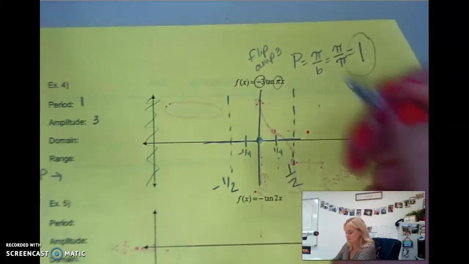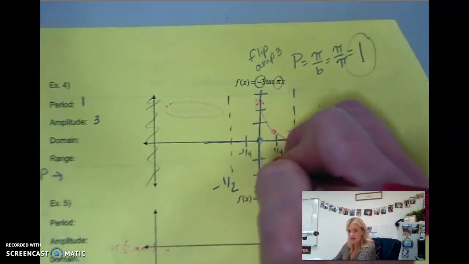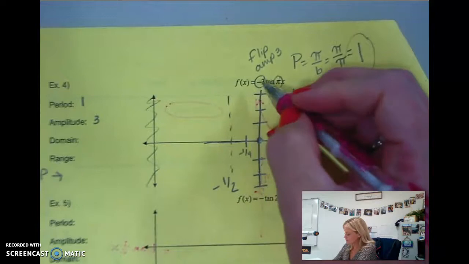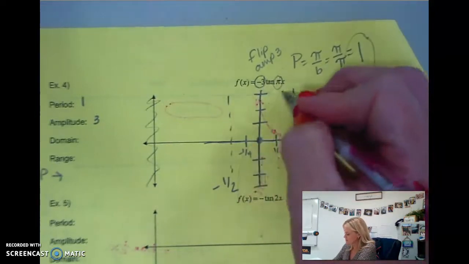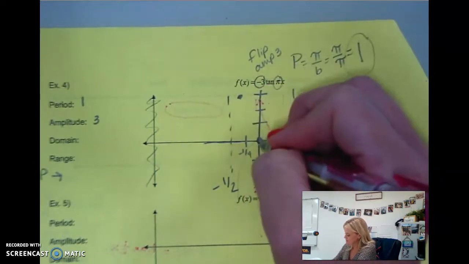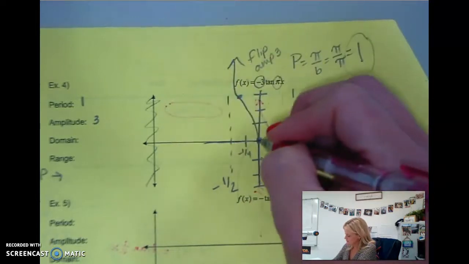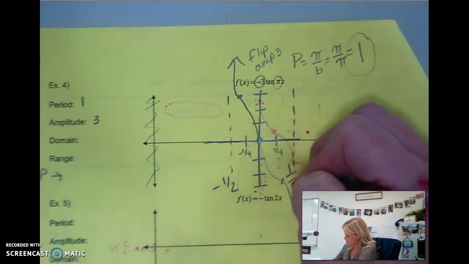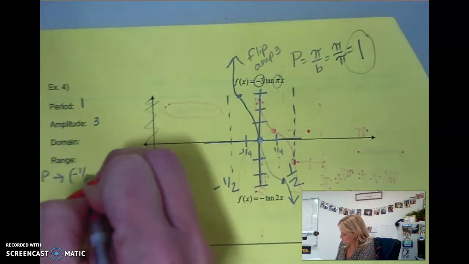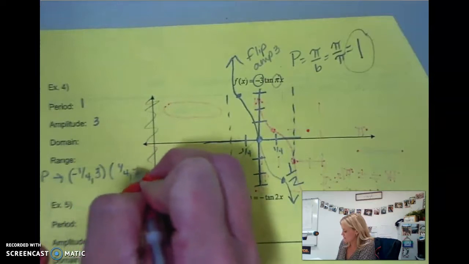Now, here's the difference. The amplitude was at 1, now it's at 3, and it's at negative 3. So think about how that's going to flip or reciprocate. It used to look like this, but now it's going to come over this way instead. So we're going to take this and twist it, and take this and twist it. So my turning points now are at negative 1/4, positive 3, positive 1/4, negative 3.